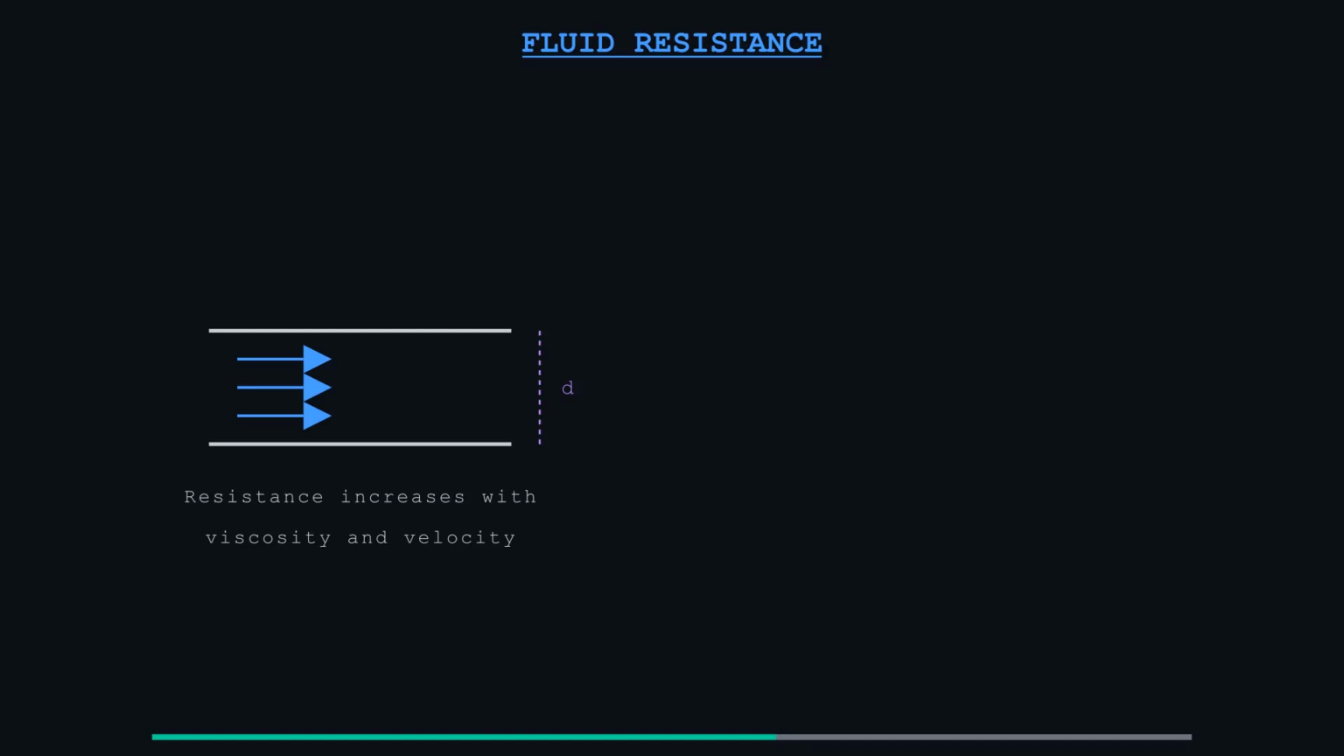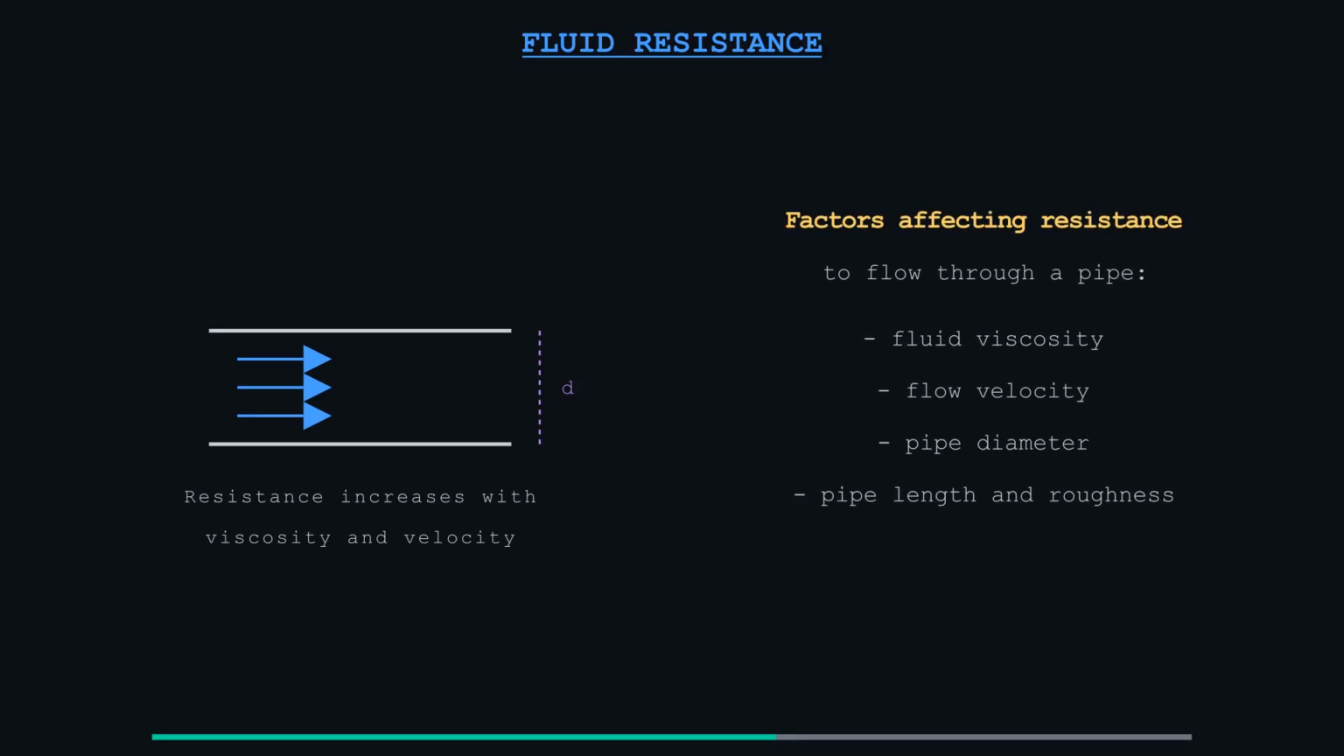Fluid resistance is the drag a fluid experiences as it moves through a pipe or over a surface. It increases with the fluid's viscosity, its flow velocity, the pipe's diameter and length, and how rough the internal surface is. A narrower or rougher pipe means more resistance to the flow.